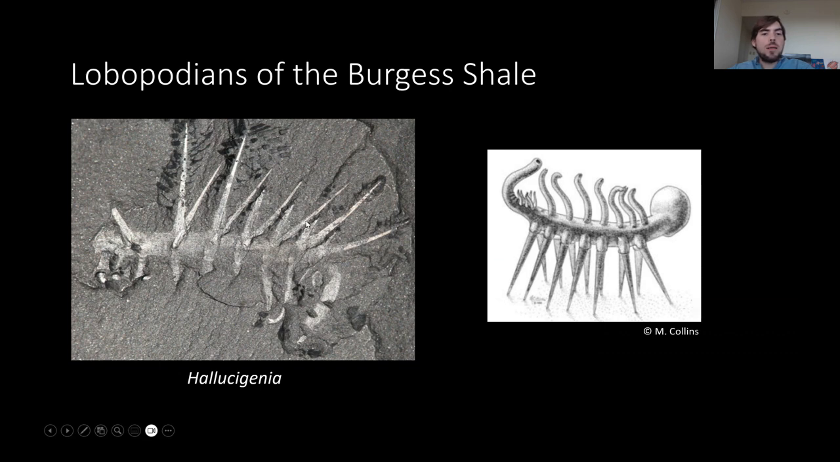The first group here at the Burgess Shale are lobopodians, and they are probably characterized by one of the most famous animals of the Cambrian, Hallucigenia. Hallucigenia was reconstructed as an animal that was basically wandering around the benthos using its spines to walk and was trapping particles using some tentacles on its back.